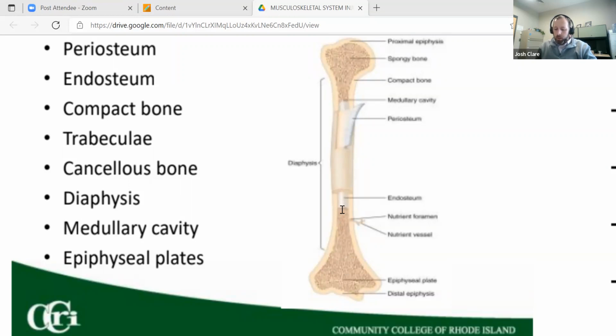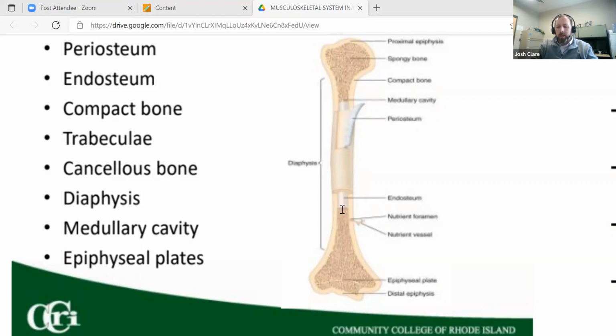Trabeculae are not shown in this picture, but they are the lines of fibers in the bones that provide additional strength. And then we have the cancellous or the spongy bone. The spongy part contains bone marrow, which is red, inside the spaces. And when we get into osteoporosis, we'll see how the spongy bone is going to be a really easy picture for that.